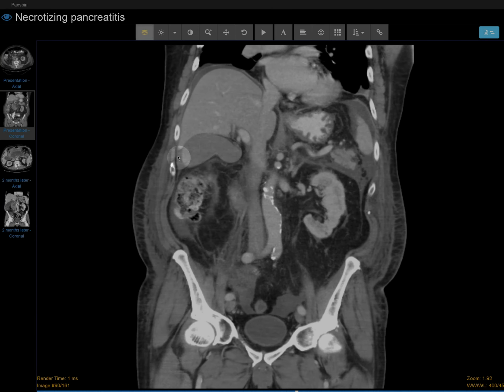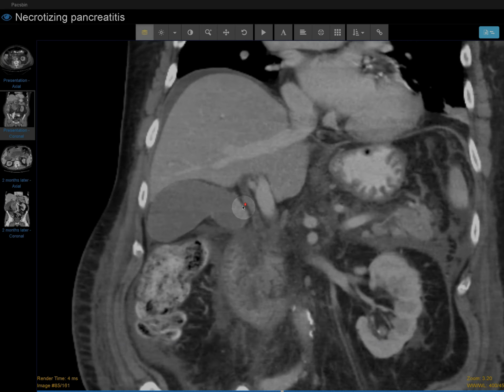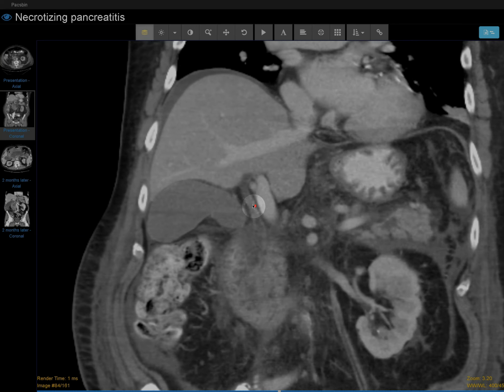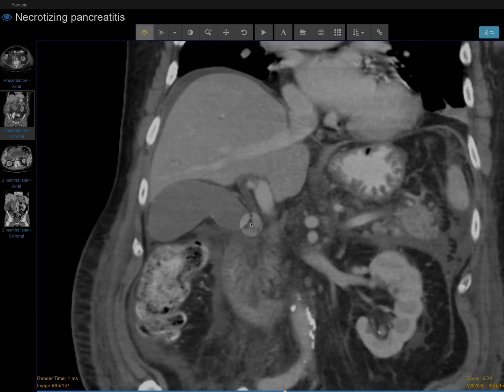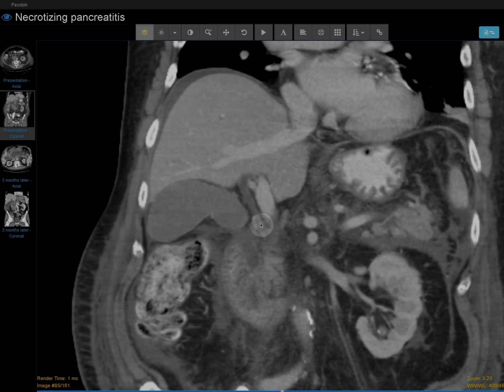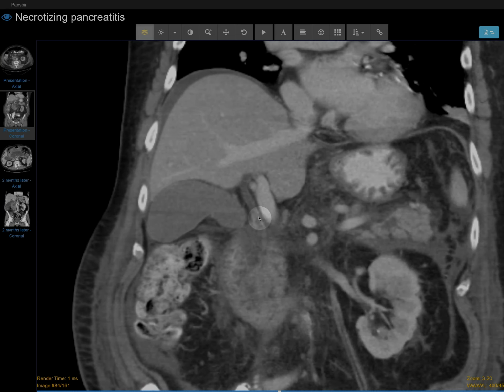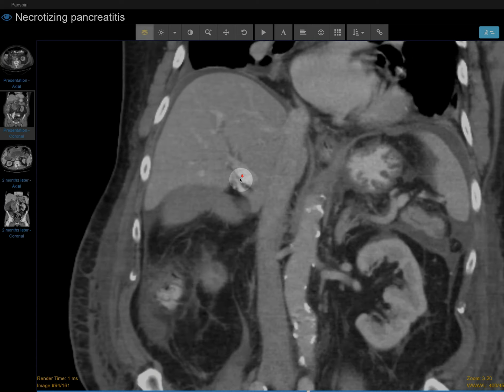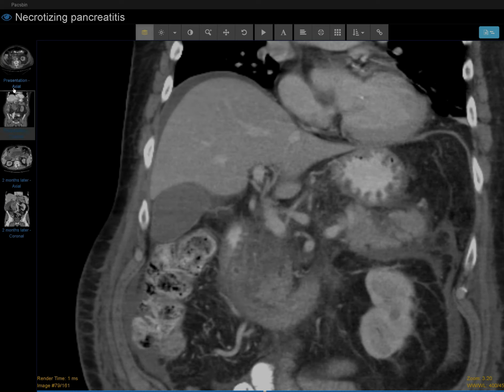There is some fatty stranding around the gallbladder, but I would say this is reactive from the pancreatitis as opposed to acute cholecystitis. Let's take a look at the bile ducts. So here's my common hepatic duct. I don't know where the cystic duct comes in, kind of hard to see. This is my common bile duct, it's taking this course. I don't see a stone in here. Again, CT is not the most sensitive thing, but I didn't see any evidence of gallstone pancreatitis.